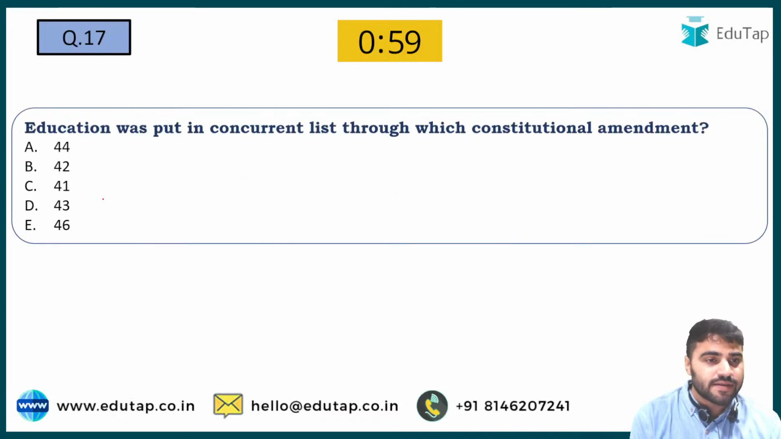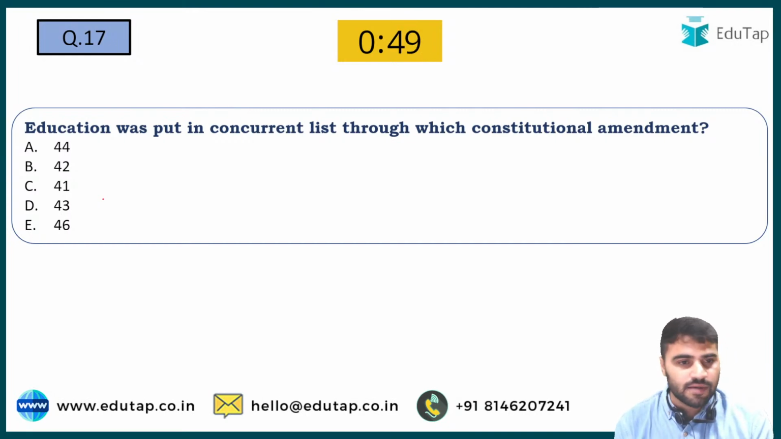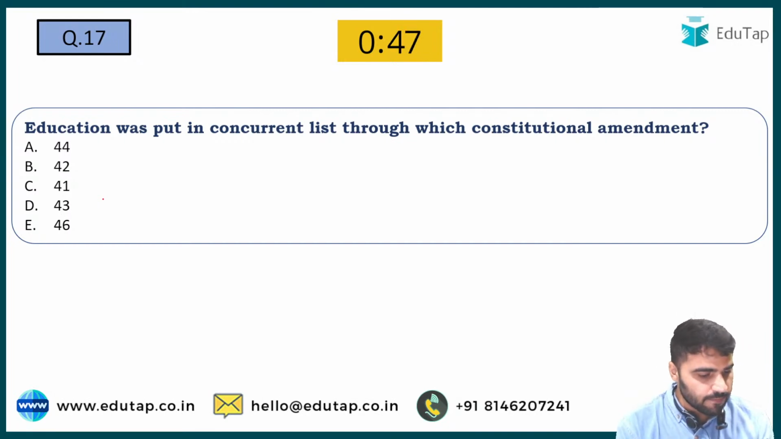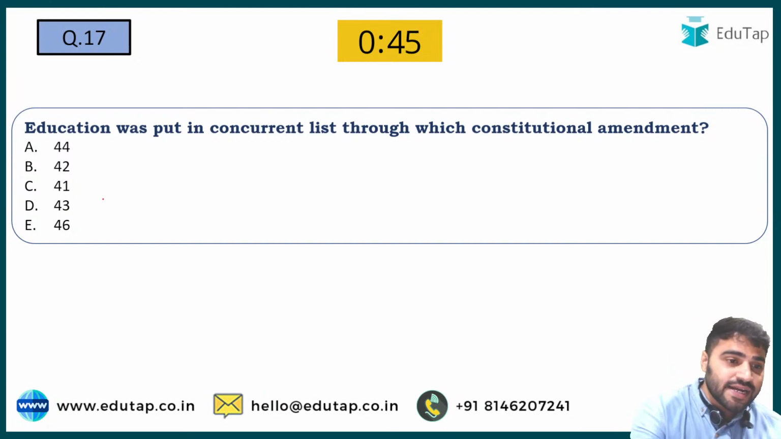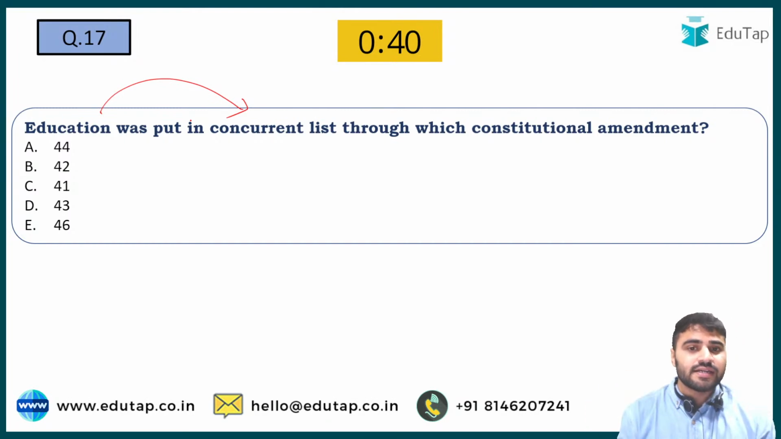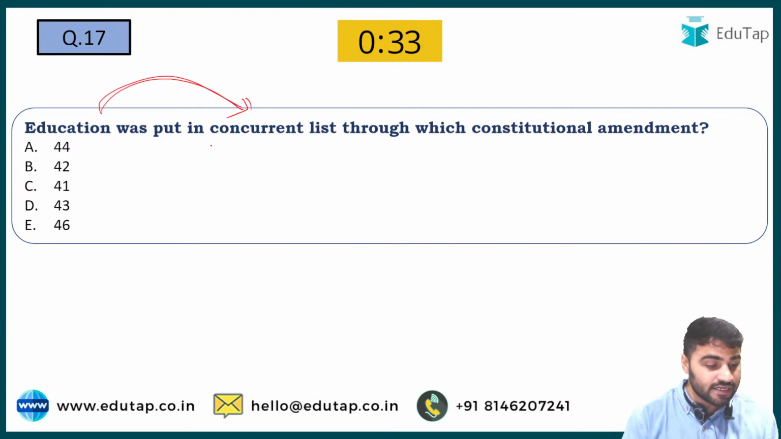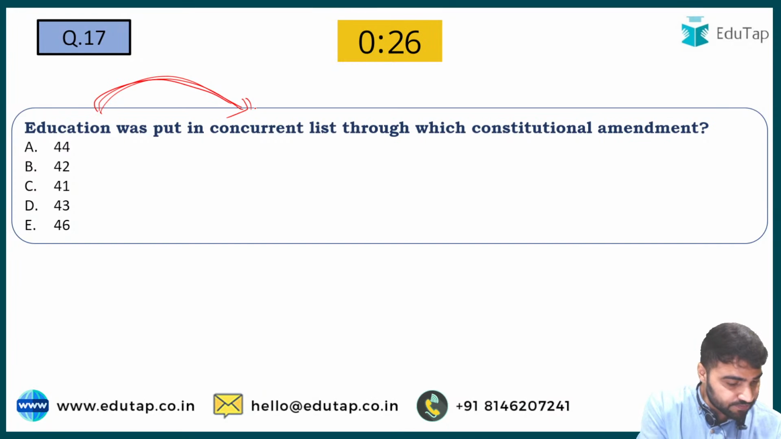Now question number 17. Education was put in the concurrent list through which constitutional amendment? Your options are 44th, 42nd, 41st, 43rd or 46th constitutional amendment. So here you can get the idea that education is a part of the concurrent list, right? Whenever you read the question, read it in such a way that you can gather as much information as possible. Those who did not have an idea about this, now they get to know that education is a part of the concurrent list.